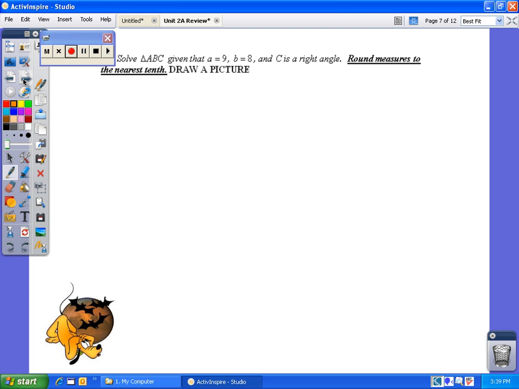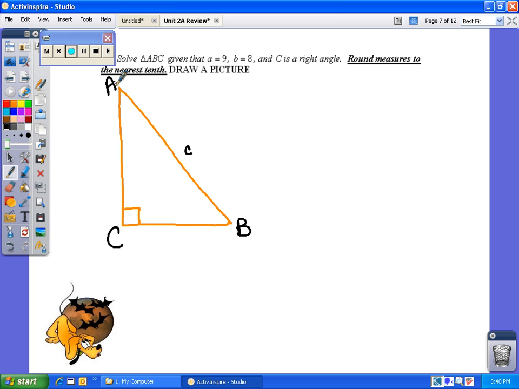Okay, the next one says solve triangle ABC given that A equals 9, B equals 8, and C is a right angle. Round measures to the nearest tenth. Draw a picture. So, we are going to grade you on where you label your triangle. I'm not going to tell you how to draw the triangle and where to put A, B, and C, but you better make sure that that C is there and little c is there. Now, from this point, where you put A and B is totally up to you. I'm going to put B here and A here. You could have put B here and A there, it doesn't matter, as long as your little is across from your big.